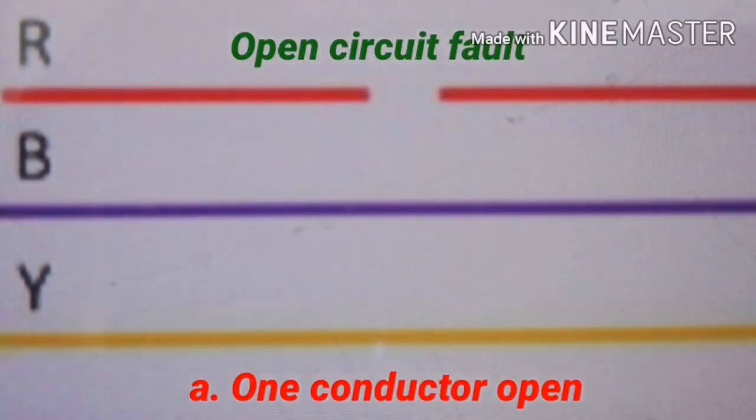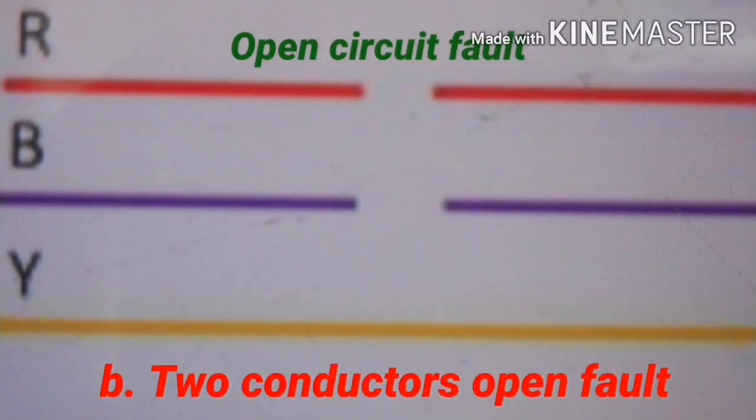In the open circuit fault, one conductor open is shown over here. This one is the first one. See the first phase, that is the red phase, that one is open. So current is interrupted. Such type of fault is known as series fault in one conductor.